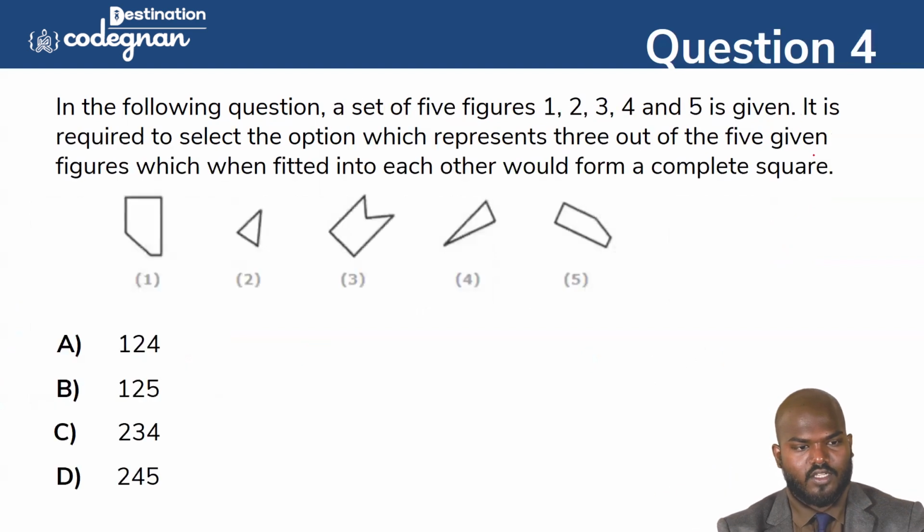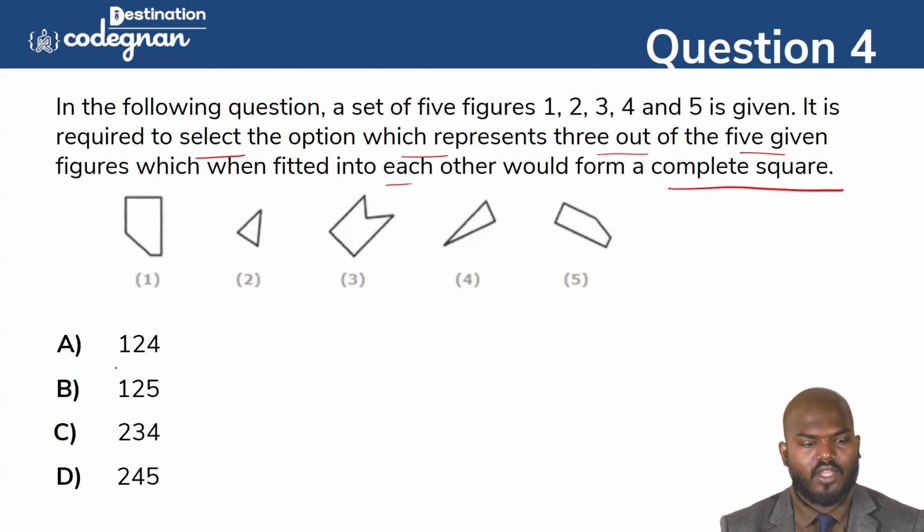Okay, so going for the next question, it's a little bit complex, we just have to try it out. First of all, for this kind of question, you need to think in a logical way, and then you need to draw. If you try to shape it up, then it will not work. So let's make it up here, guys. In the following figure, the set of 5 figures, 1 2 3 4 5 is given. It is required to select the option which represents the 3 out of 5, which when fitted together will give you the complete square.